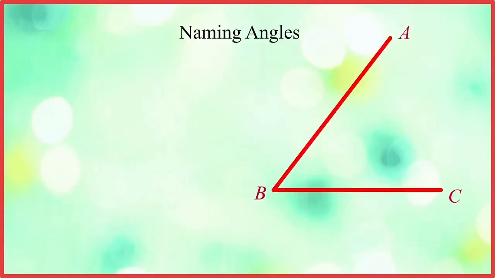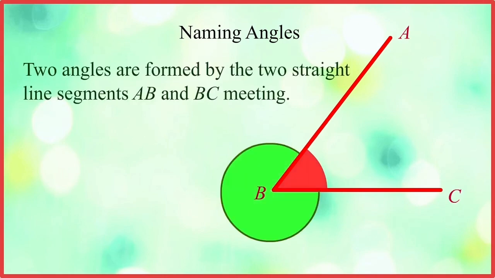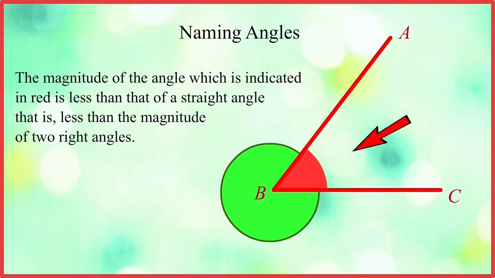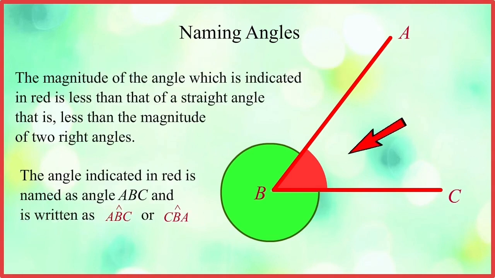Now, let us learn how to name an angle. Here you can see how two angles are formed when the line segments AB and BC meet. The magnitude of the angle indicated in red is less than that of a straight angle, i.e., less than the magnitude of two right angles. The angle in red is known as the angle ABC.